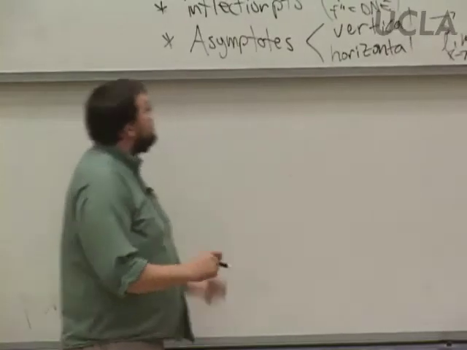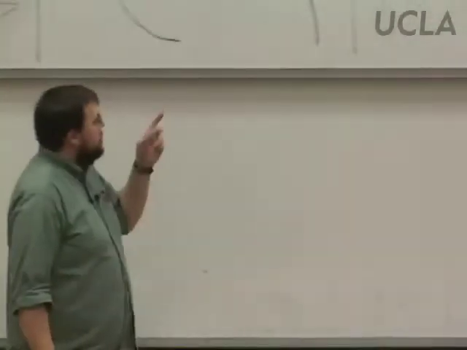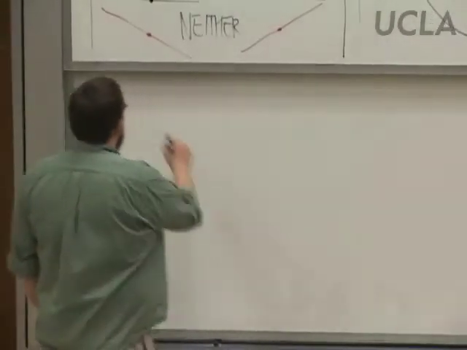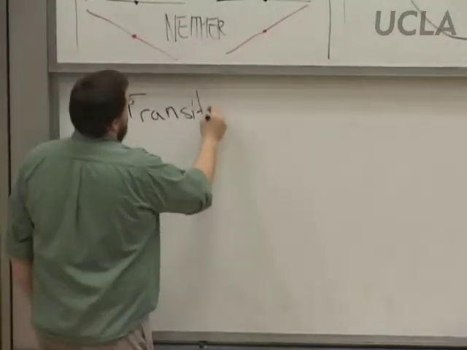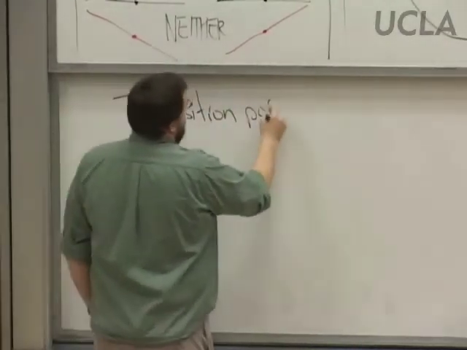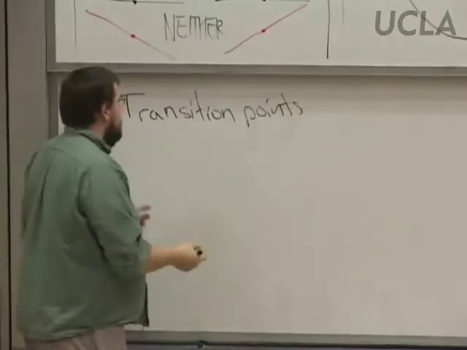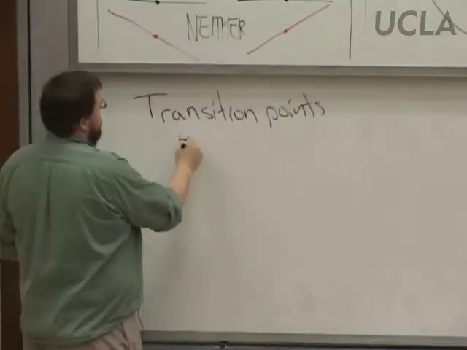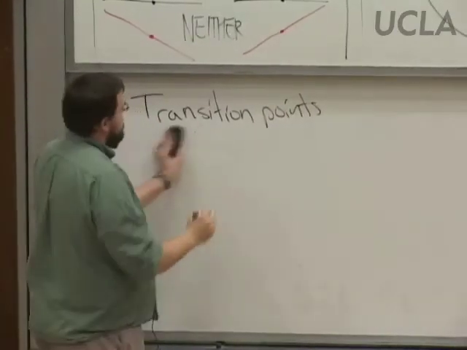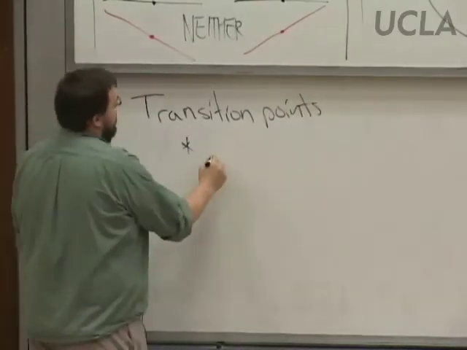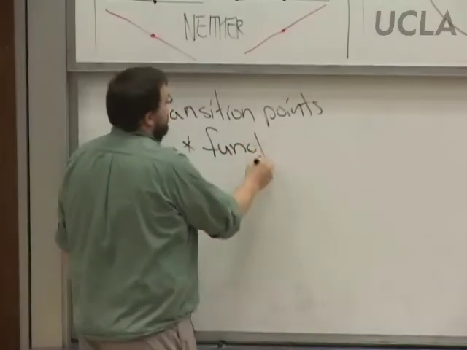Now, one thing that the book does is they have another terminology for these interesting points. They have what are called transition points. Essentially, it's one of two things. Well, I'll just list them. The function goes from increasing to decreasing.